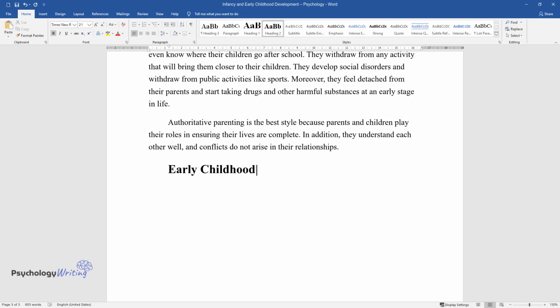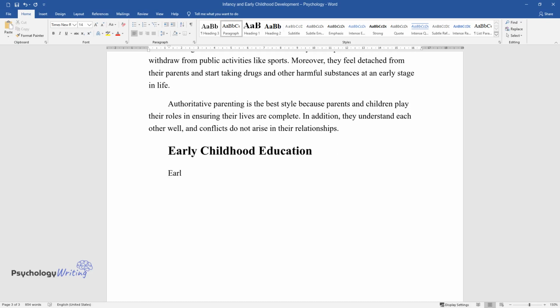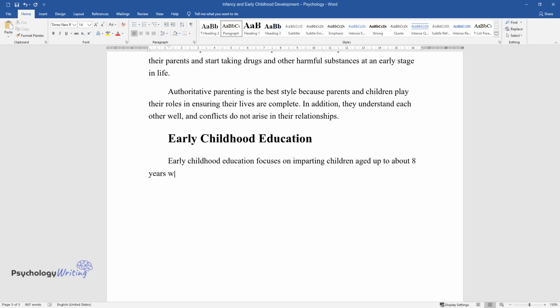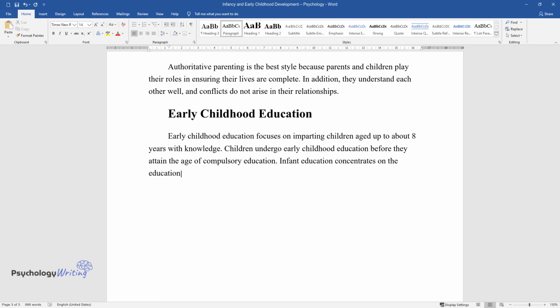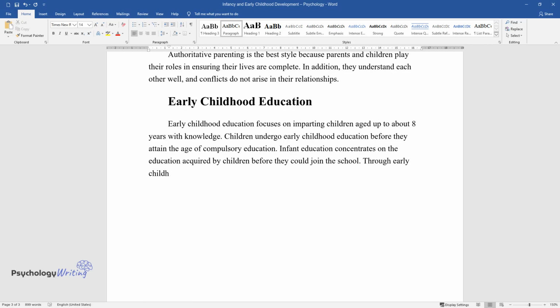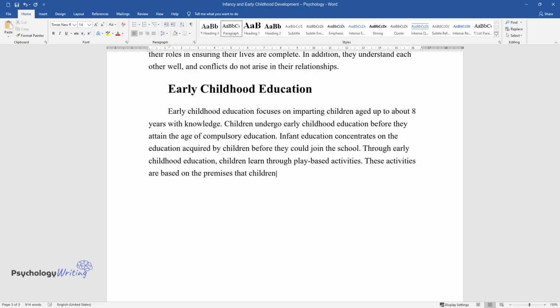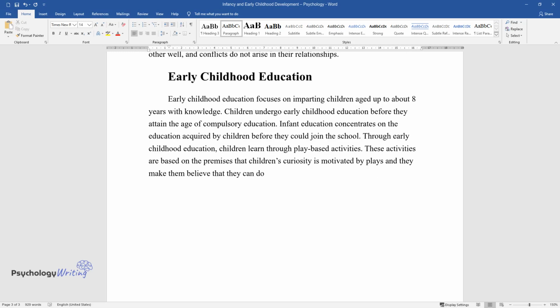Early childhood education. Early childhood education focuses on imparting children aged up to about 8 years with knowledge. Children undergo early childhood education before they attain the age of compulsory education. Infant education concentrates on the education acquired by children before they could join the school. Through early childhood education, children learn through play-based activities. These activities are based on the premises that children's curiosity is motivated by play, and they make them believe that they can do what their peers are doing.